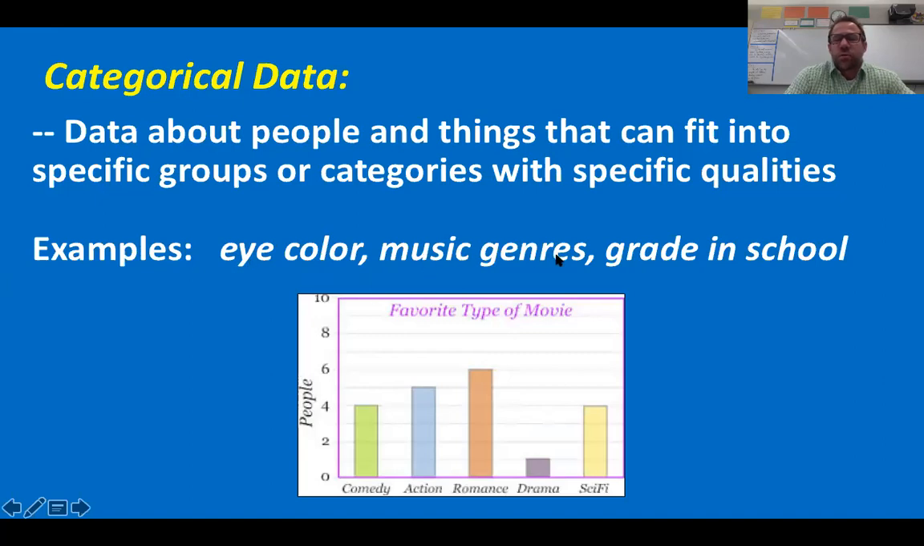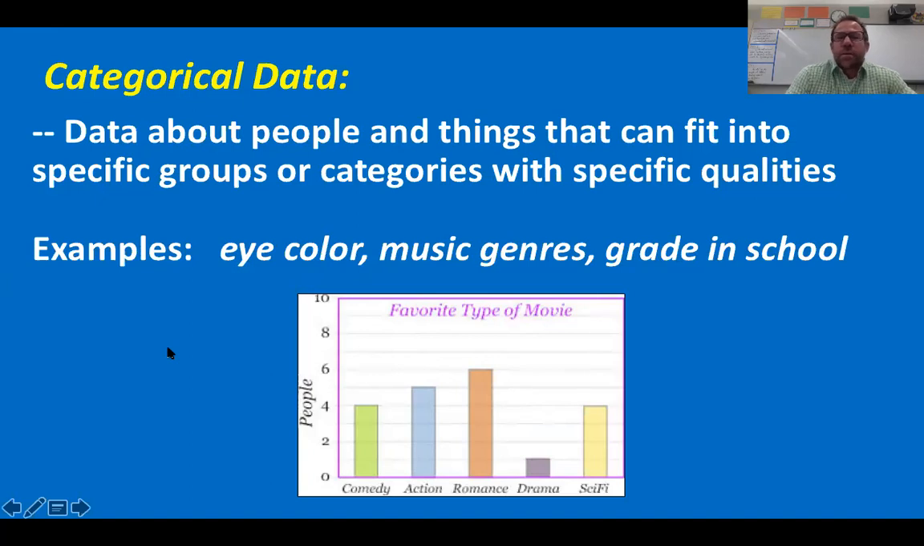Music genres. Grade in school. You're either in the 9th grade or the 10th grade or the 11th grade or the 12th grade. Even though those are actual numbers, those are categories. And I gave you an example here, favorite type of movie: comedy, action, romance, drama, science fiction. Those are categories, so this would be considered categorical data.